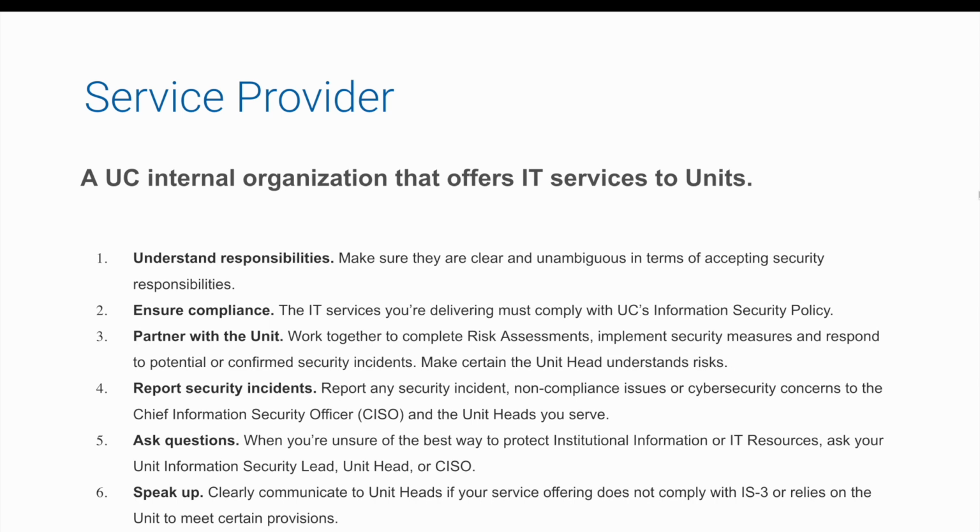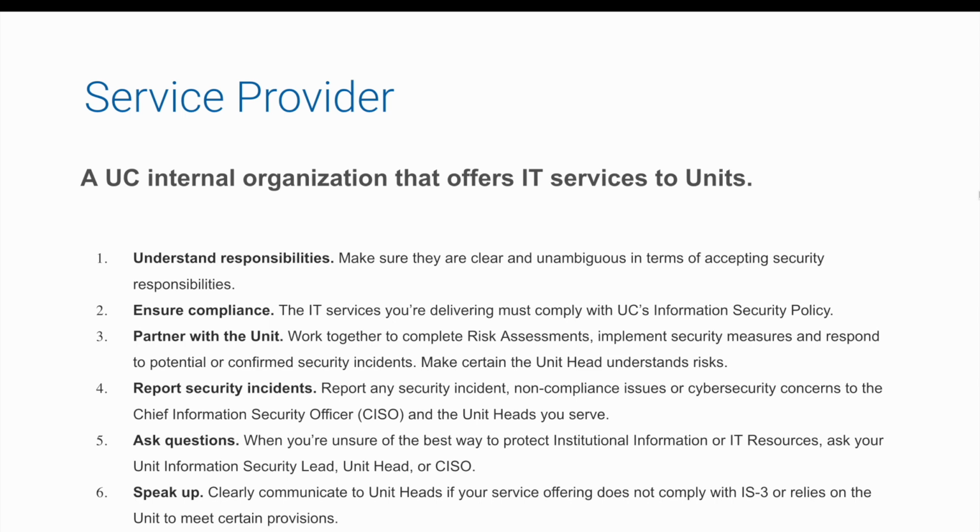Service providers should ask questions. Better safe than sorry. When you're unsure of the way to protect institutional information or IT resources, ask your unit information security lead, unit head, or CISO.